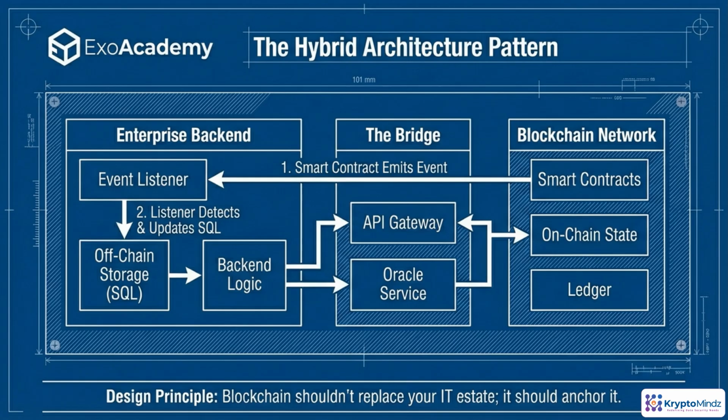Here's how the hybrid pattern actually runs in production. A business action hits your normal backend. The backend writes detailed data into off-chain storage, then uses its logic layer to decide what must be anchored on-chain. It sends a minimal signed transaction through an API gateway and Oracle service to the blockchain, where a smart contract updates on-chain state and the ledger. That contract emits events. An event listener inside your backend subscribes to those events and updates SQL or triggers workflows. Your systems remain the system of record. Blockchain becomes the tamper-proof audit spine underneath them.